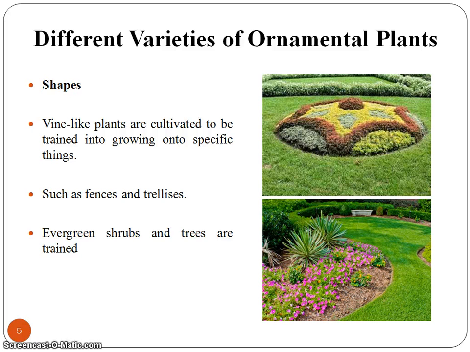Shapes. Certain varieties of ornamental plants are cultivated for their shapes. Vine-like plants are cultivated to be trained into growing onto a specific thing, such as fences and trellises. Evergreen shrubs and trees are trained by constant pruning and trimming to create topiaries and hedges.